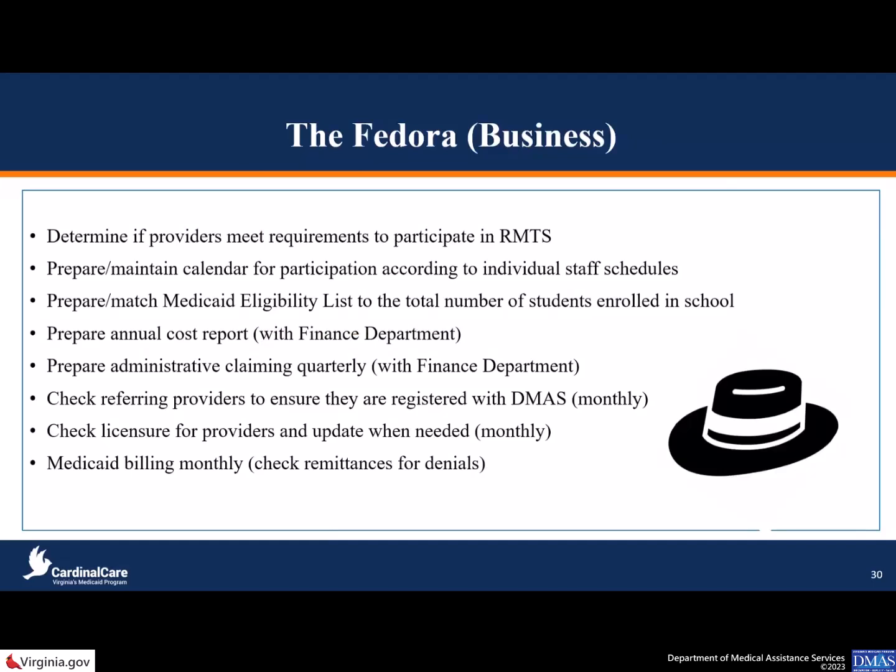The fedora, or the business hat. They determine if providers meet the requirements to participate in that time study that we just talked about. Some of the other things they do, they have an eligibility list that they match to get the number of students enrolled in the school. That's compared to the number of Medicaid students. That's another percentage that's used in their cost report. And they prepare that annual cost report, and there are a lot of elements that go into that as well. It takes a very organized person to be a Medicaid coordinator, as you can see.